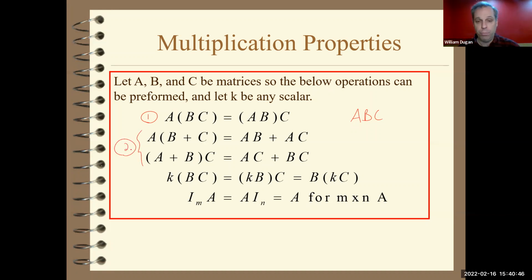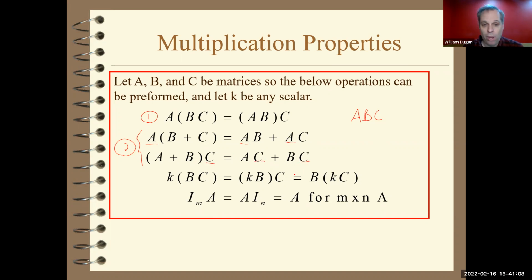These are called the distribution properties. They allow you to take a matrix multiplication and distribute it through a matrix addition. But notice that you don't change the order of the symbols. See how A here comes first, and A comes first in these products. See here how C comes second in the product, and C comes second in the product.